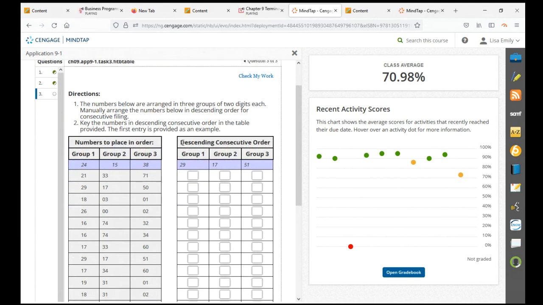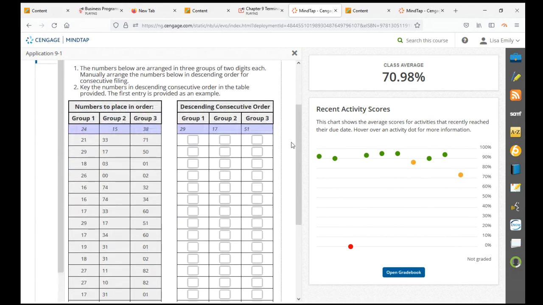Your final one is descending consecutive order. What does consecutive mean? It means one right after the other. So what does that look like?